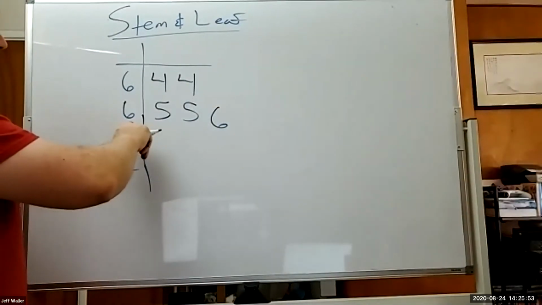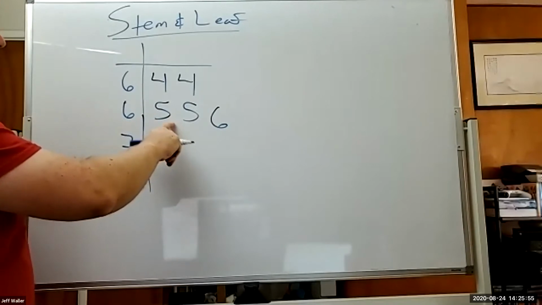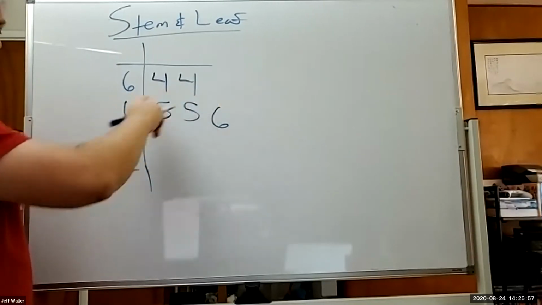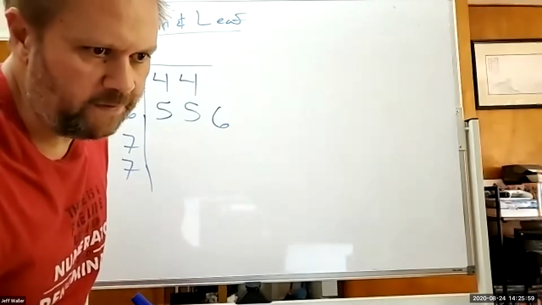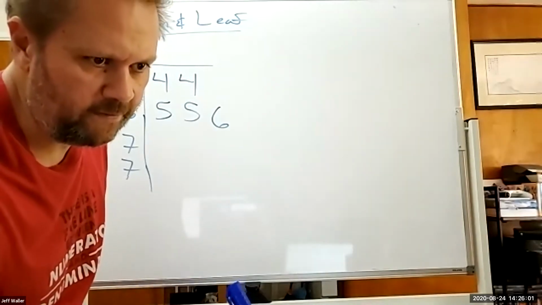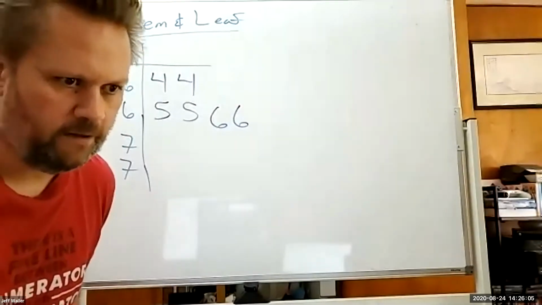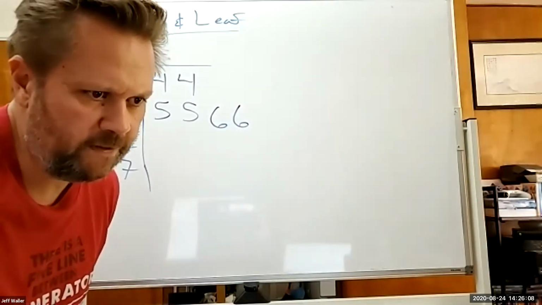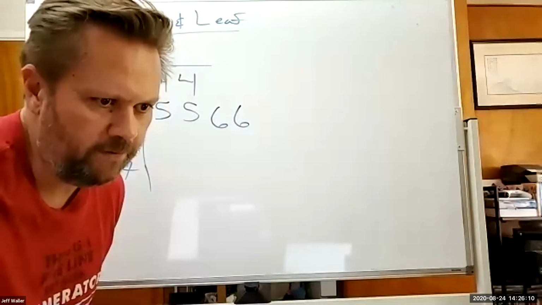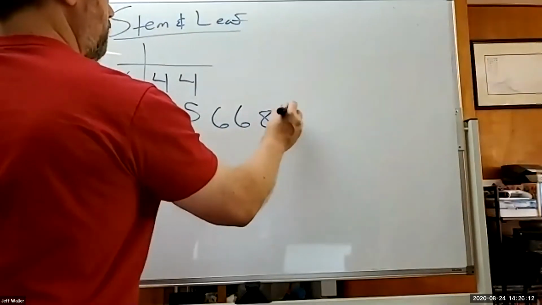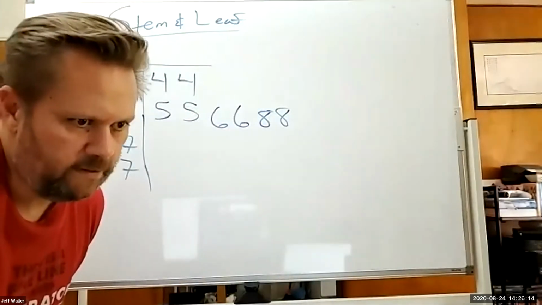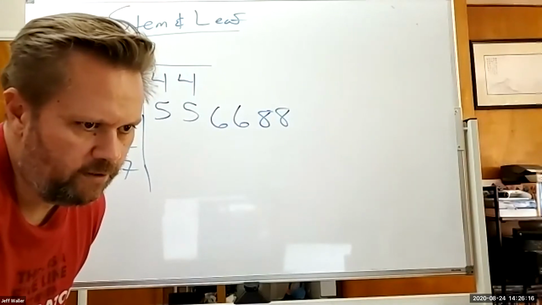So stem and leaf. This is the stem, and these are the leaves. There's only 1 66, right? 2 66s. Yeah, there's 2. And then let's see what else is in the next one, 68. There's 2 of those. And then 69, there's 1.